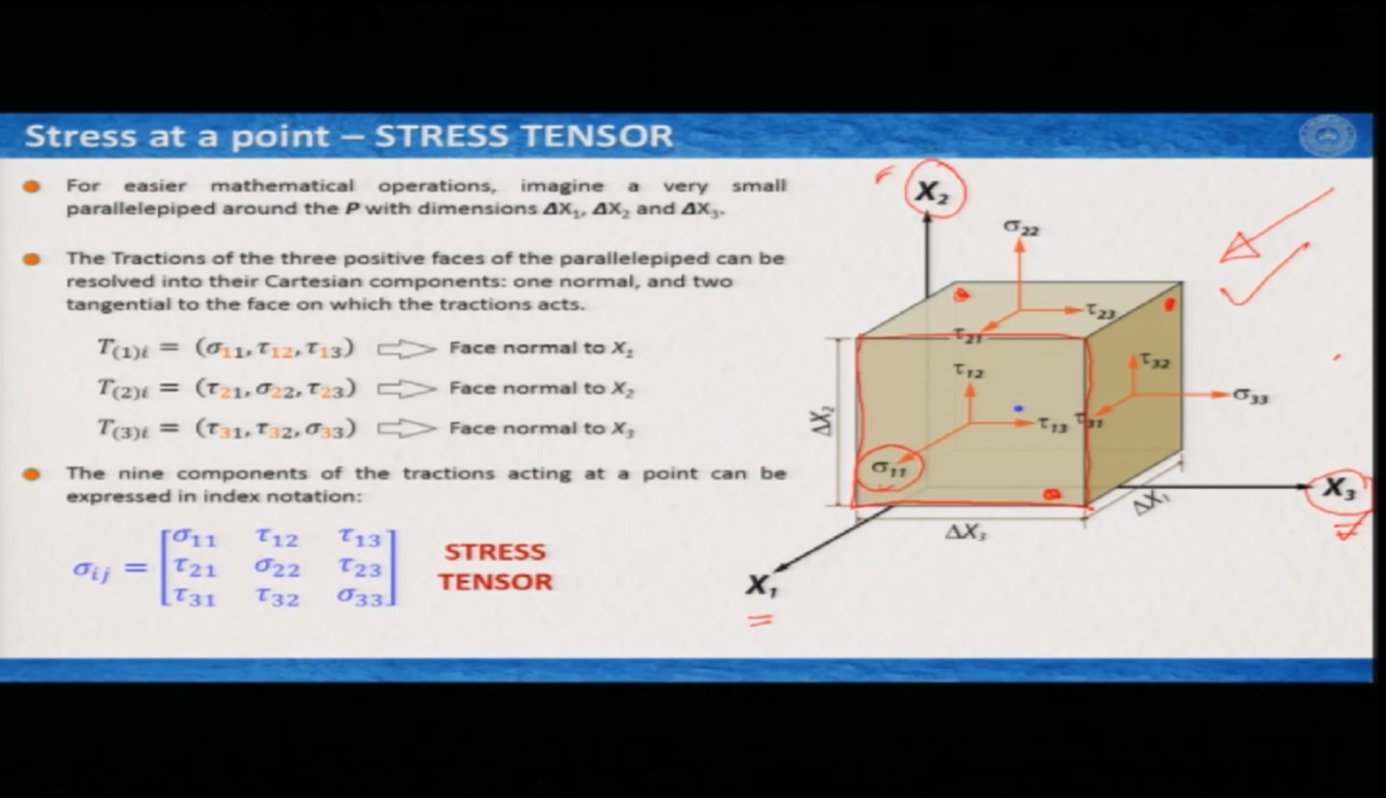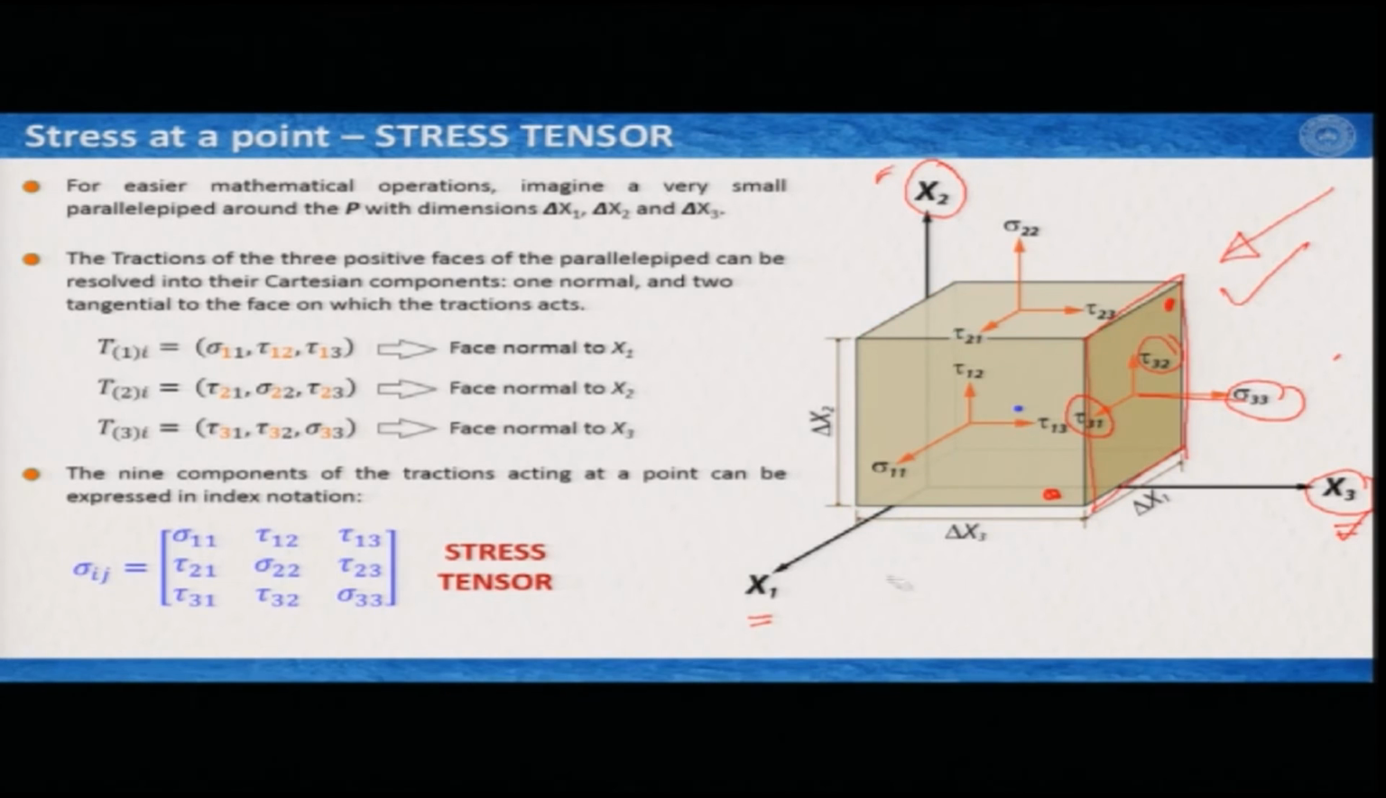A similar case happens if we consider the plane which is perpendicular to x3. That means sigma 3 3 is a normal stress component working along the x3 direction, and then there are 2 shear stress components, tau 3 2 and tau 3 1. And similarly on this plane which is perpendicular to the x2 direction, we would have a normal stress component acting towards x2 and then 2 shear stress components.